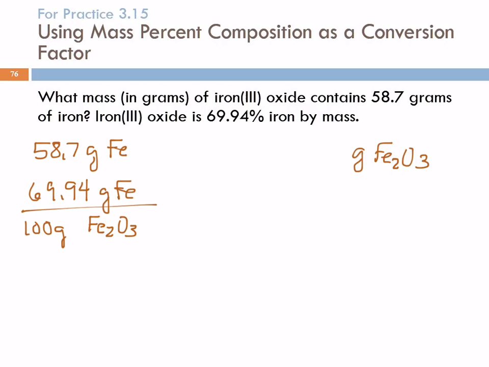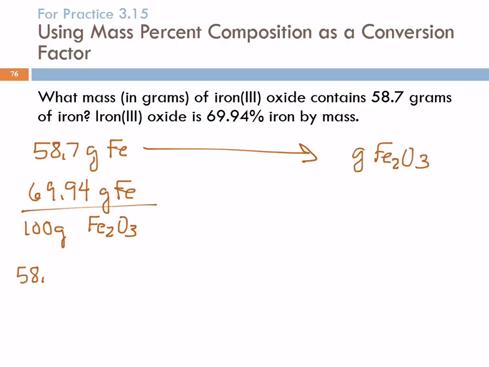The 58.7 grams. This cannot be used as a conversion factor. This looks like an awesome conversion factor. This has per units, this per that. So I'm going to start with this. This conversion factor allows me to do this in one step. And the units are going to assist me.